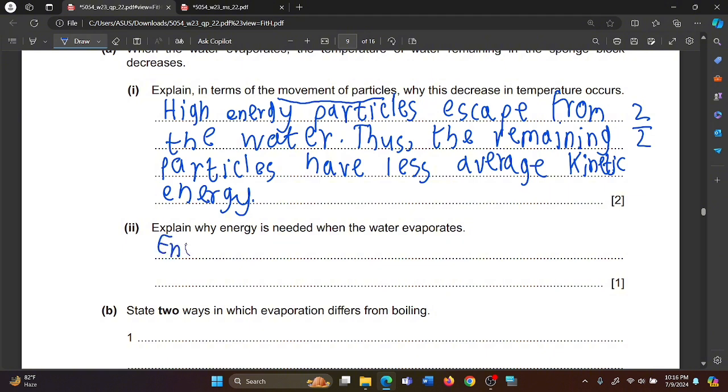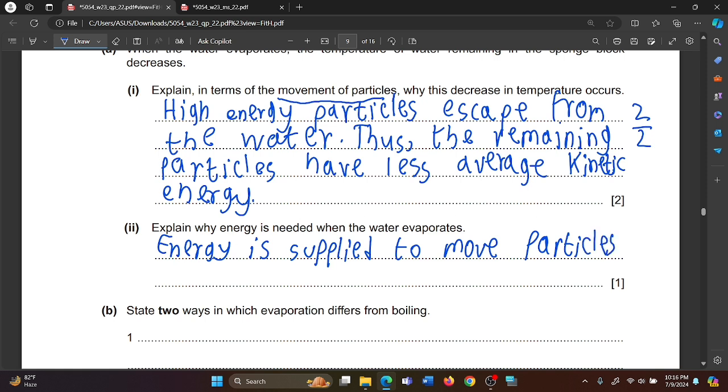Energy must be supplied to move particles against the attraction forces.